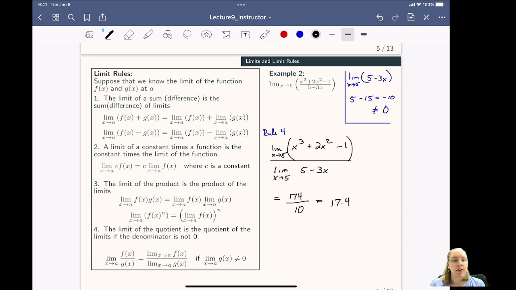So this is a good self-study section. If you need to pause the video and work through how to take this limit using the limit rules, please take the time to do that. All right, so that is how you take limits.